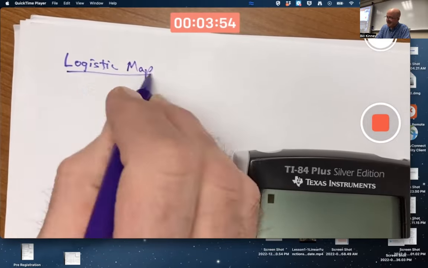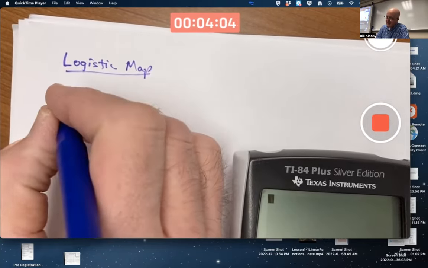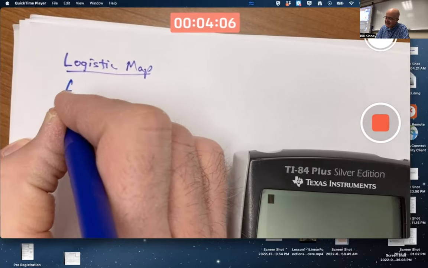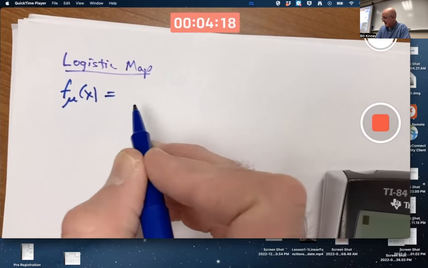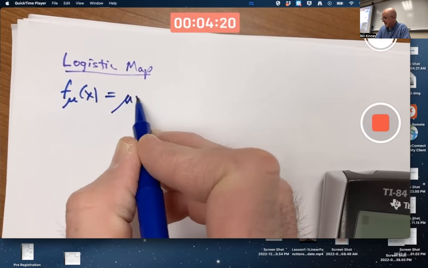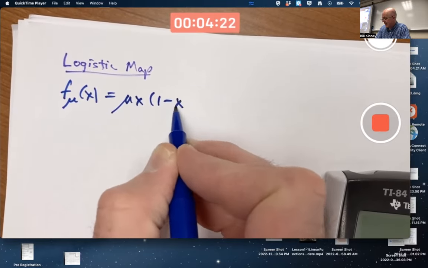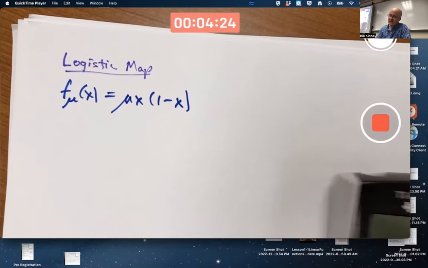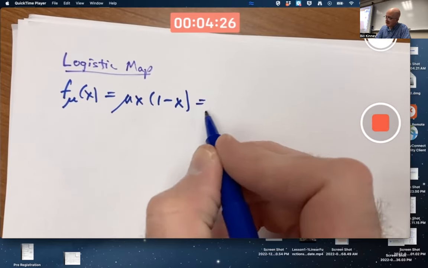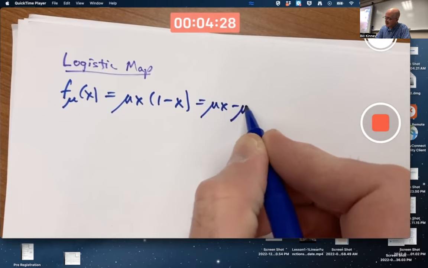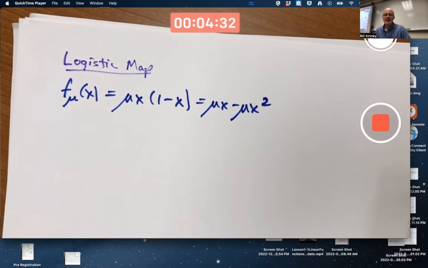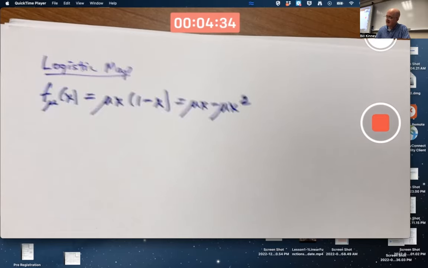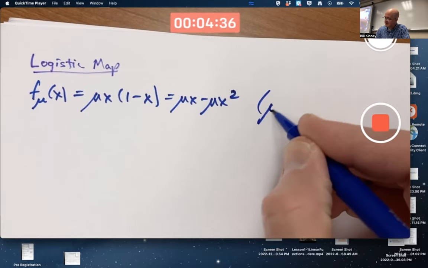There's something called the logistic map. I like writing it as f sub mu of x equals mu times x times 1 minus x, which of course you could also expand out to be mu x minus mu x squared. We're interested in thinking about this when mu is positive.